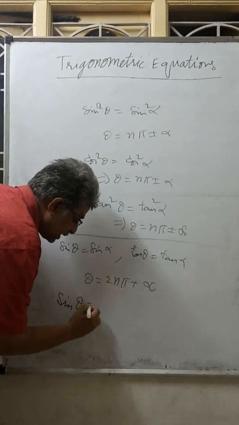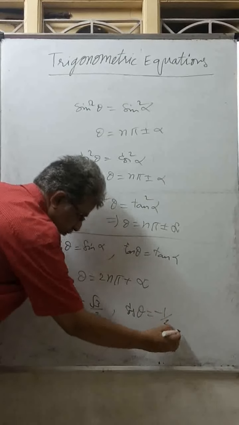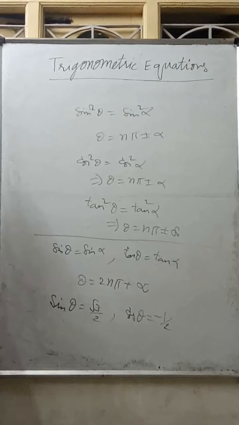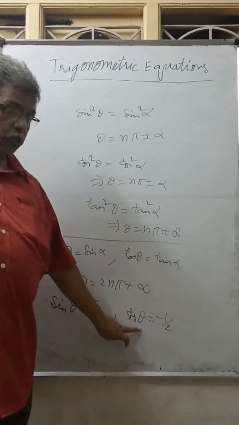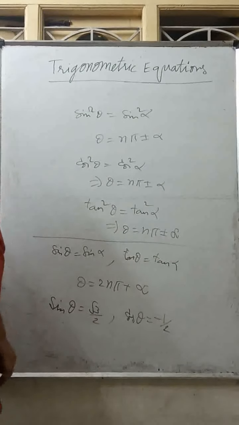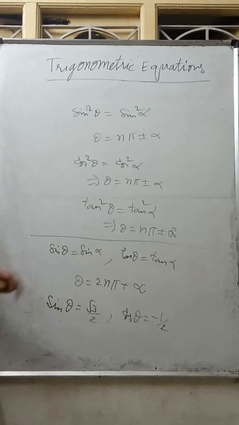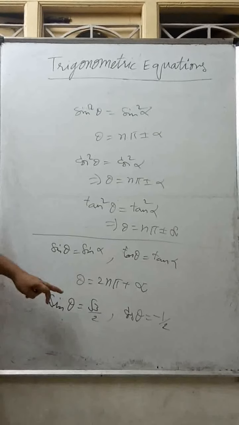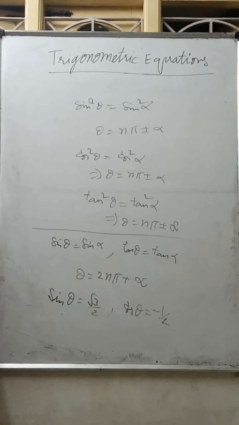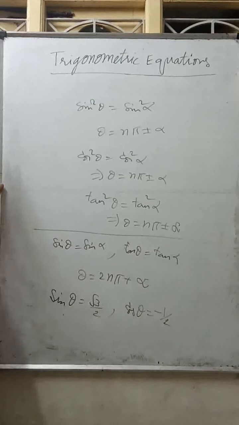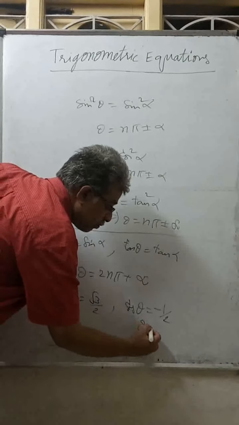For example, sin theta equal to root 3 by 2 and cos theta equal to minus 1 by 2. If you observe that sin is positive and cos is negative, it means it should be in the second quadrant. Both should be in the second quadrant. So in the second quadrant we will find the principal value alpha. What should be the principal value of theta? Here cos theta equal to minus 1 by 2, so theta is 120 degrees.